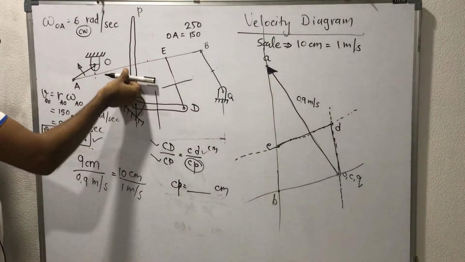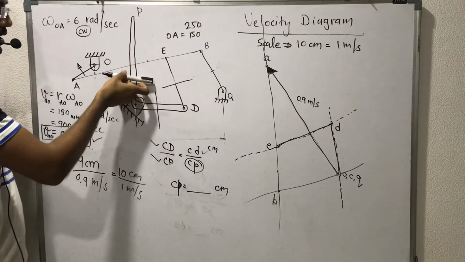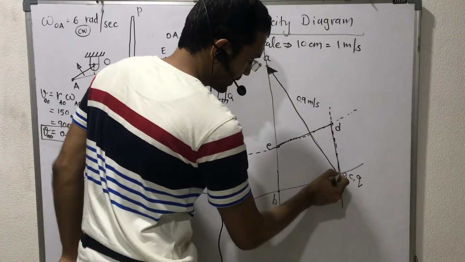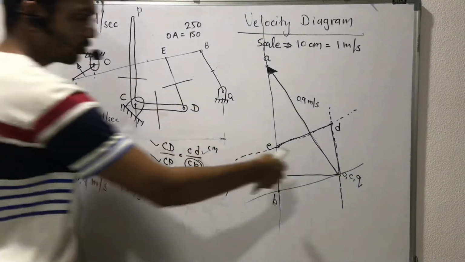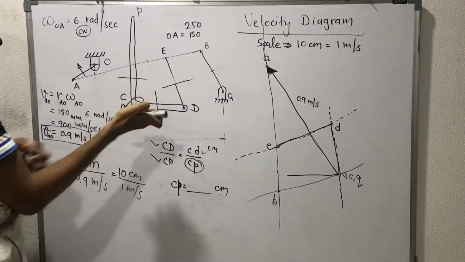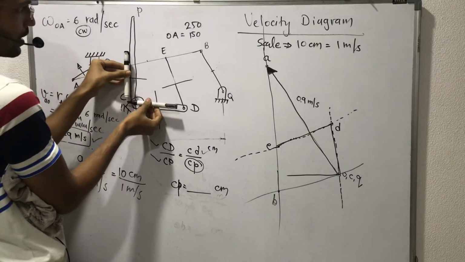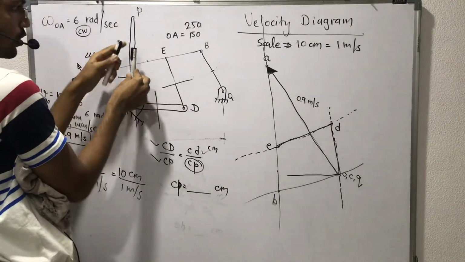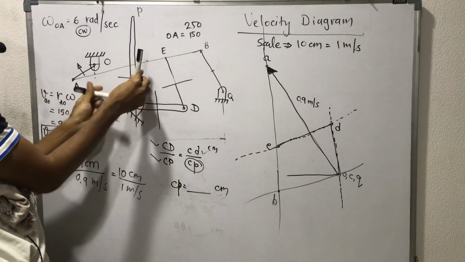So draw a perpendicular to CP passing through C. Here it is, the perpendicular line passing through C. Why did I draw it towards the left side only? Because when you consider the CD link horizontal and the CP link vertical, when it is rotated, D will be on the top side. So P will be towards the left side of C.